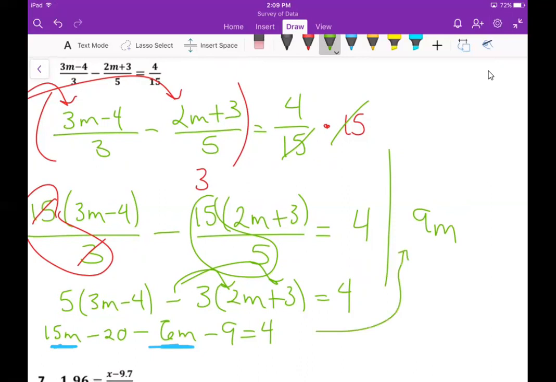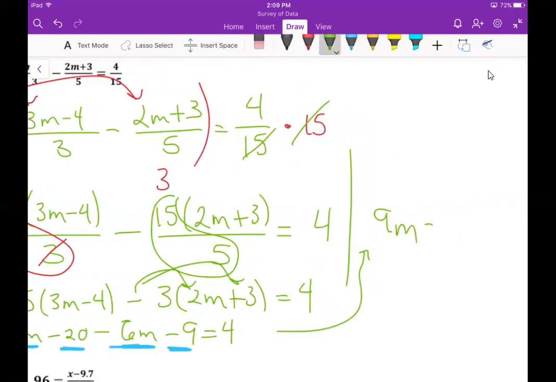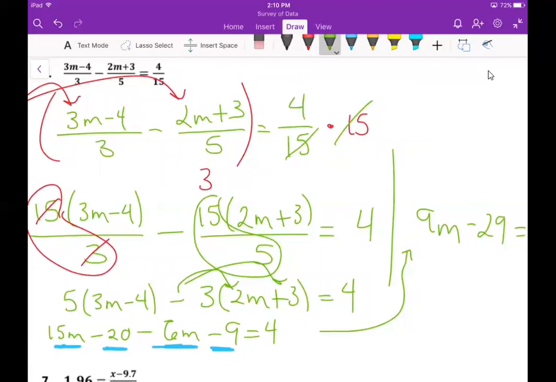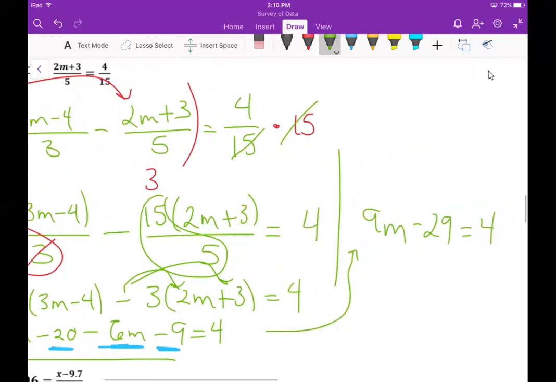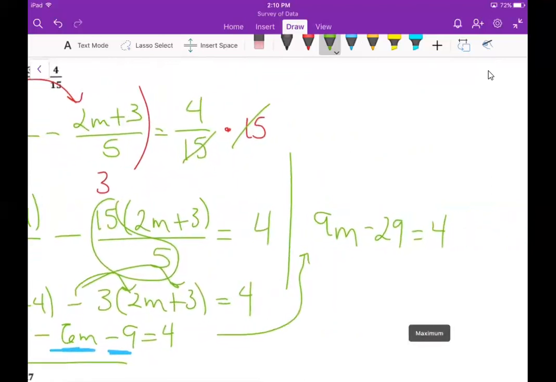Okay, so we're bringing that up there. Now, again, we have negative 20 minus 9 on the same side. Those combine to be negative 29. That's all equal to 4. The equal sign stayed where it was. I didn't move anything across the equal sign. I simply simplified my expression that was already on the same side of the equation to get down to 9m minus 29 equal to 4.